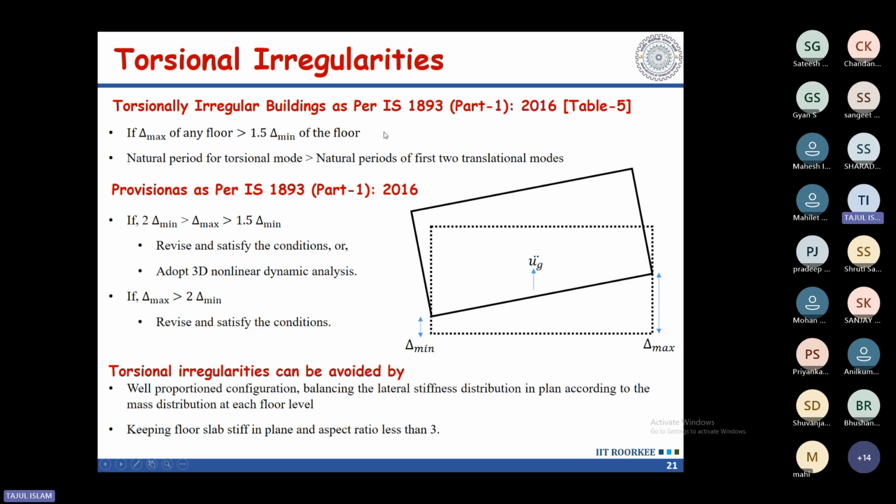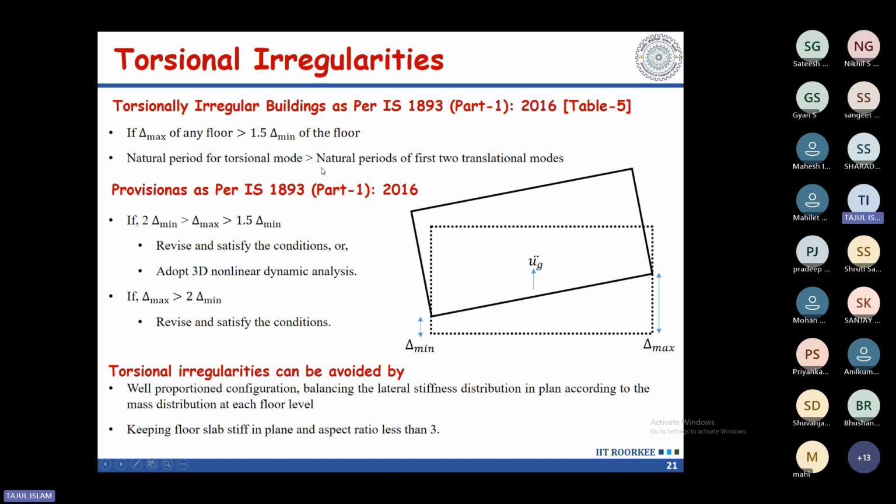So this is one condition to satisfy the torsional irregularities as per code. Then another condition is the natural period of torsional mode should be more than the natural period of your fundamental translational modes. If these are the two conditions, then you'll say your structure is having significant torsion. Either of the condition if satisfied, either first condition can be satisfied or second condition can be satisfied or both can be satisfied. In all the ways, you have to consider torsional irregularities.